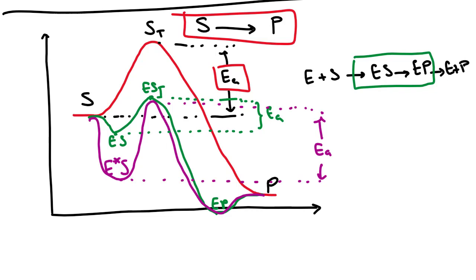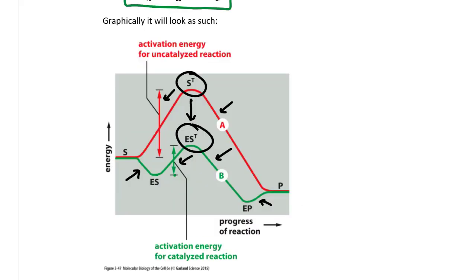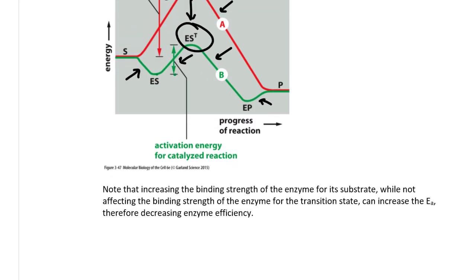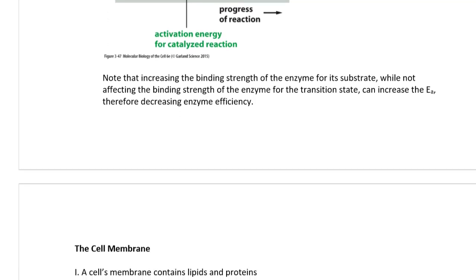If we had another version of this mutated enzyme where it bound the product more strongly, you run into another issue because then the product won't be released as easily, and you'll have a bunch of enzyme with the product still in the active site not being released, so substrate can't get in there for further catalyzation. Note that increasing the binding strength of the enzyme for its substrate while not affecting the binding strength of the enzyme for the transition state can increase the EA, therefore decreasing enzyme efficiency. And that's what we talked about.